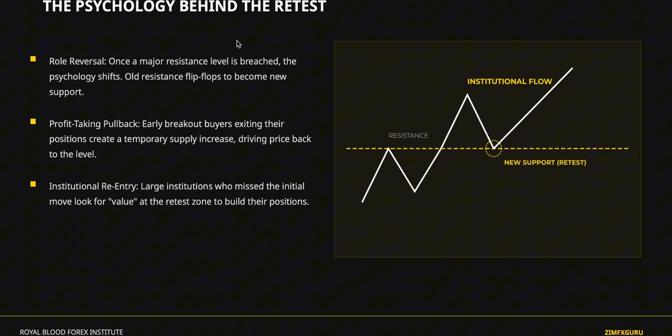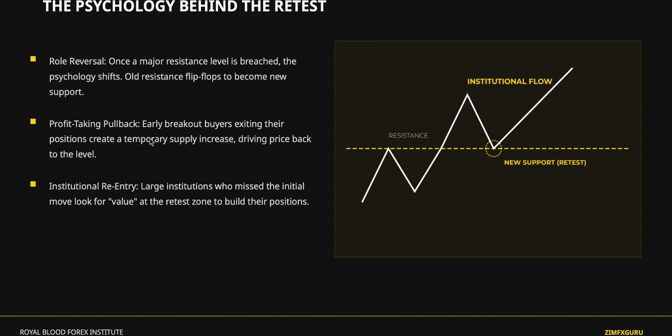So the psychology behind the retest. Role reversal: once a major level is breached, the psychology shifts. The old resistance flips to become new support. You can see here the market was in a strong uptrend, then broke the previous resistance zone, and then price came back to retest. So the resistance zone became a new support. This is called a retest. Oh, this one is an institutional flow.